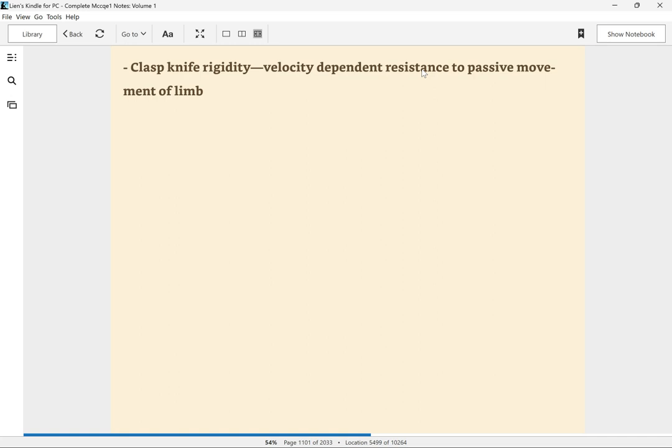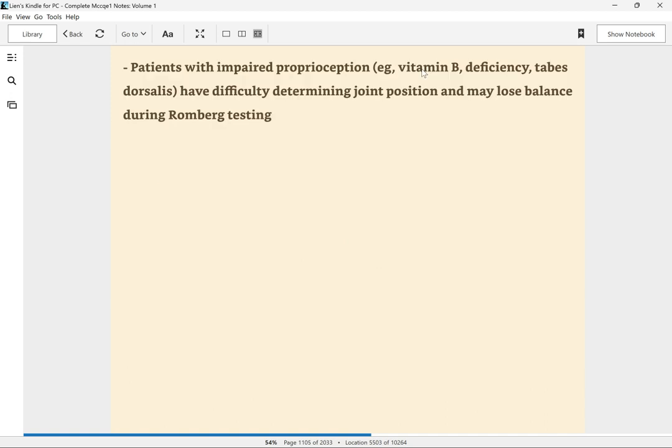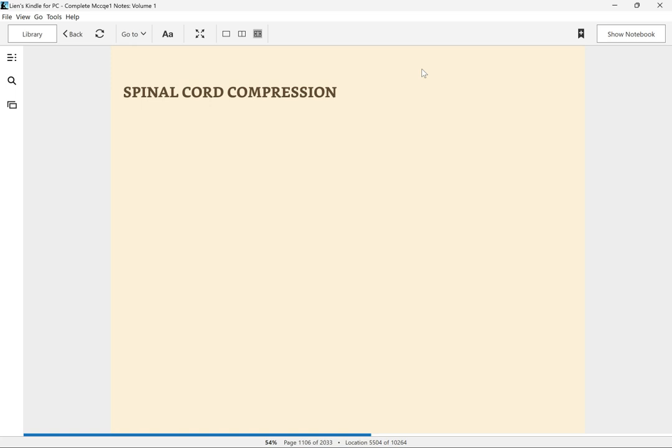Clasp knife rigidity: velocity dependent resistance to passive movement of a limb. Test for proprioception defect. Proprioception is evaluated by passively moving the distal phalange of a digit up and down and having patients identify the direction of movement with their eyes closed. Also assessed with the Romberg test, in which patients are observed for unsteadiness as they stand with their feet together, arms to the sides, and eyes closed. Patients with impaired proprioception, e.g., vitamin B12 deficiency, tabes dorsalis, have difficulty determining joint position and may lose balance during Romberg testing.